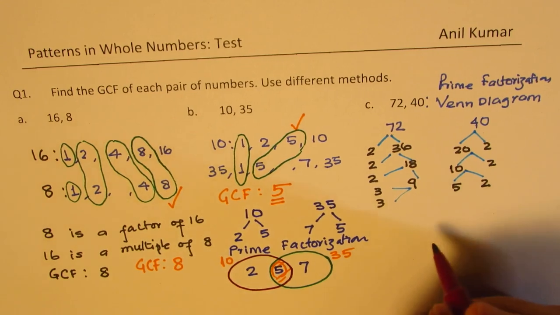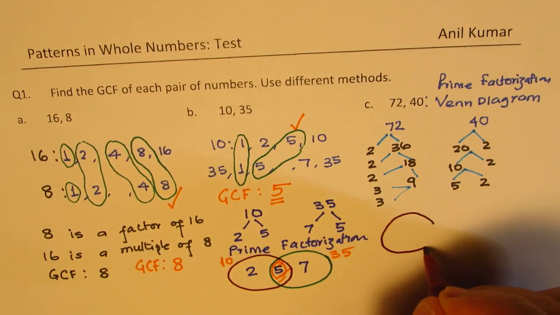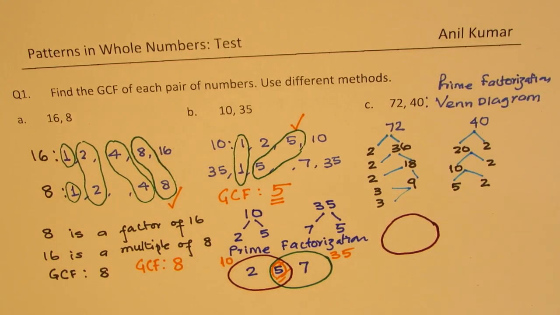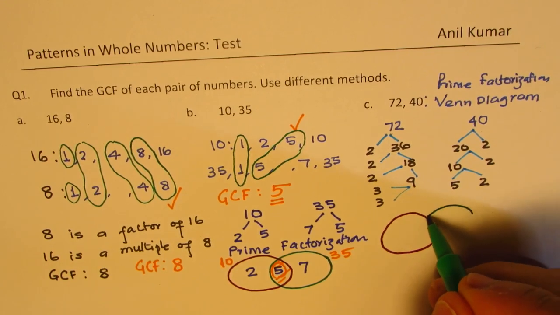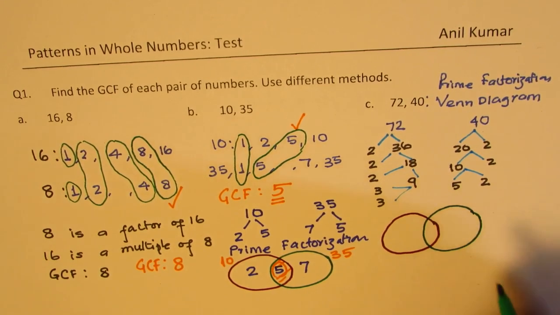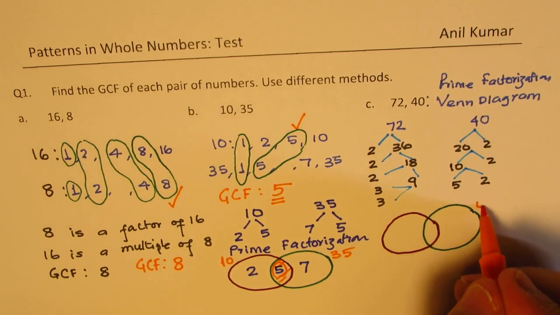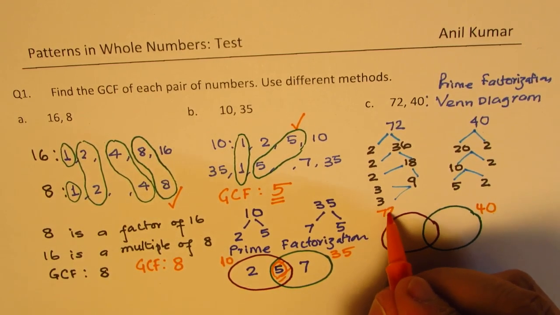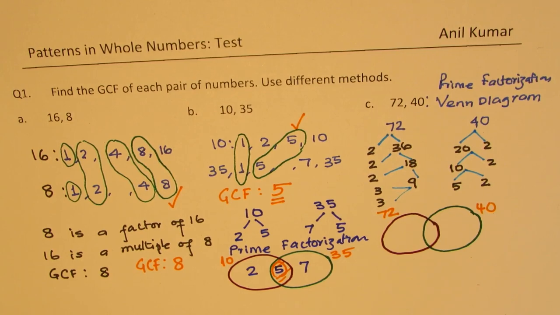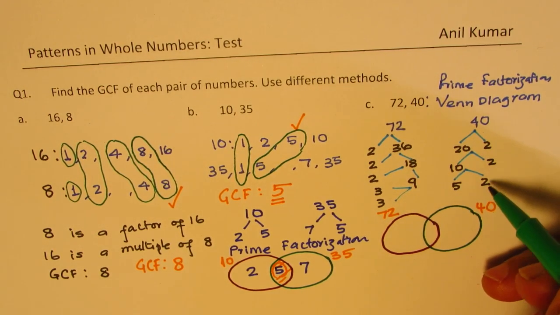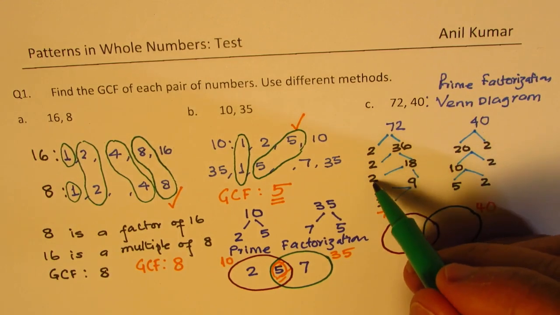Now, we'll use the Venn diagram. So we'll write factors of number 72 and 40 in a Venn diagram, right? So we'll write down 40 on this side and 72 on this side. We'll work with the common factors. How many 2s? 1, 2, 3 2s, right?